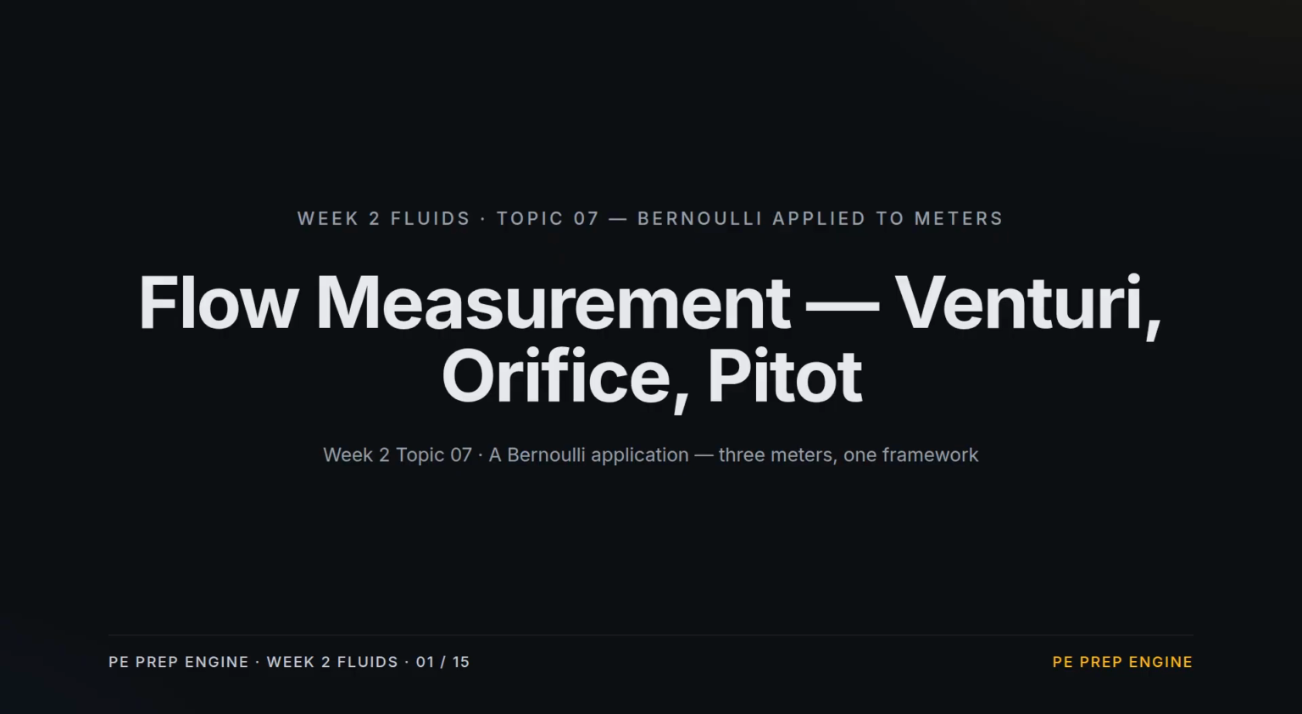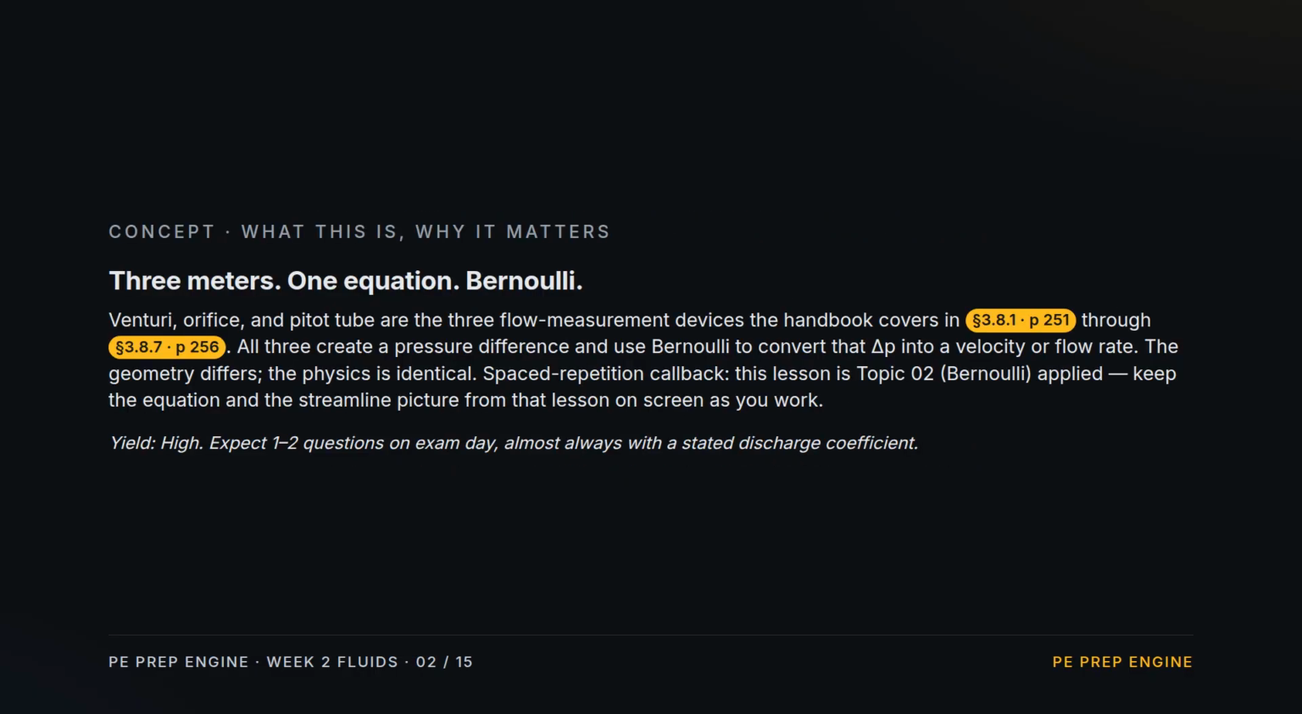Topic 7 of Week 2. Flow Measurement. Venturi meter, orifice plate, pitot static tube. 3 devices, 1 equation. Bernoulli, from Topic 2. 1 to 2 questions on exam day are flow measurement problems, and they all reduce to the same idea. Create a pressure difference, then apply Bernoulli to recover velocity or flow rate. It's a direct application of Topic 2. Same streamline, same energy balance, 3 geometries on top.